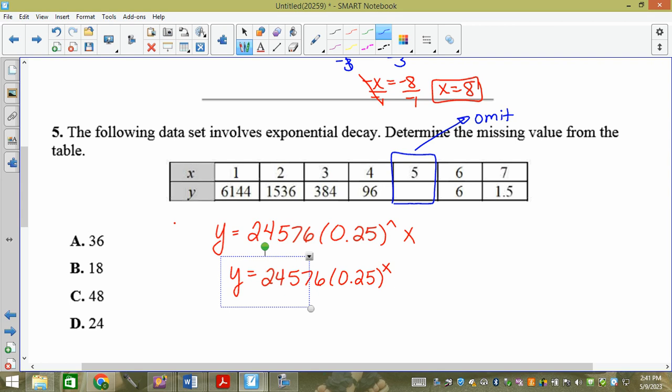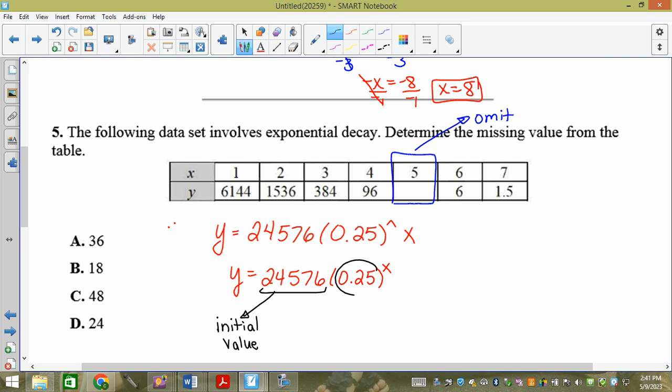Now before we actually answer any questions on this, I want you to tell me what these things are. What does this represent? Yeah, your initial value, your y-intercept. So if this was talking about bacteria and it was decaying, the initial value at time 0 would be 24,576, right? That's always your initial. We agree?